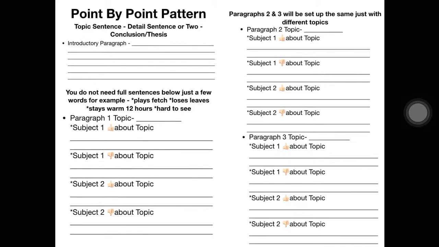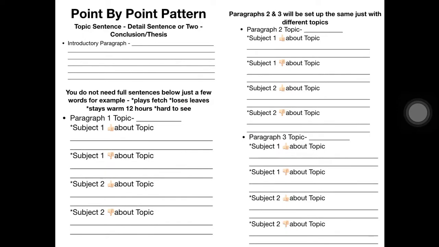If you are going to do a point by point pattern, you're going to have to choose whether you want to organize what you're comparing and contrasting in a point by point pattern or in a block pattern. So you won't need to do both pages. You just need to do one or the other. On both of them, however, there is a section for you to write your introductory paragraph with your topic sentence, a detail sentence or two, and a conclusion or a thesis sentence, okay?